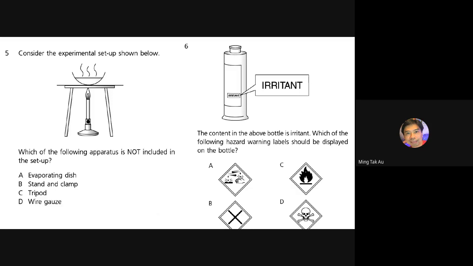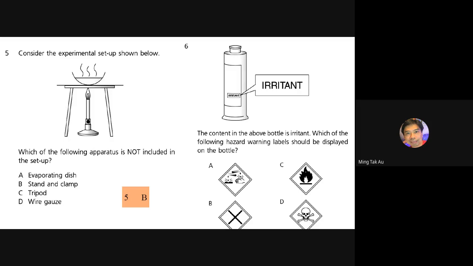shown below. Okay, so which of the apparatus is not included in the setup? Okay, so tell me your answer. Class number 26. Asen. Asen 定 Asen 啊？Can you hear me, Mr. Al? Okay, you are Asen or Asen? Oh, Asen. Okay, right. Okay, good morning. Tell me your answer. Stand and clamp. B. Right, correct.